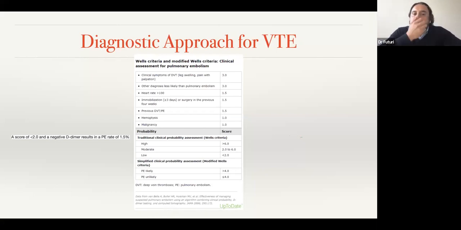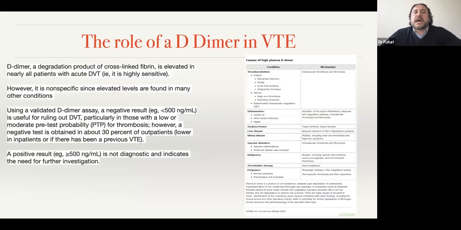For example, if a patient presents and says, I have leg swelling and pain, and in addition I've recently had surgery, then they've already reached a score of 4.5. And on top of that, you find that they're tachycardic. They're now at a score of 6, which puts them in a moderate to high category. A score of less than 2 and a negative D-dimer usually can help you rule out a PE or even a DVT. What about the role of a D-dimer?